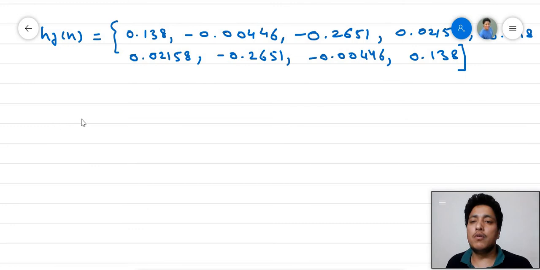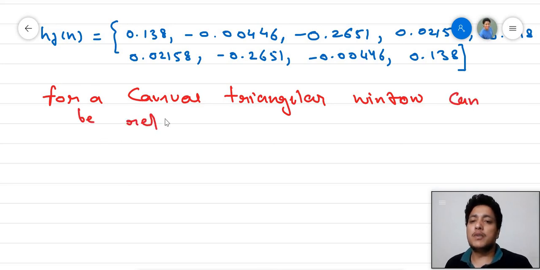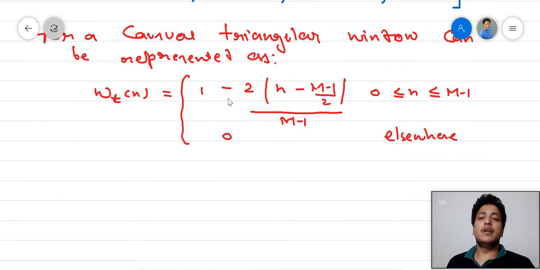Now we know to find out the filter response, we have to truncate this particular sequence for a causal triangular window. It can be represented as window w_t(n) equals 1 minus 2 mod n minus (m minus 1) by 2 over m minus 1, from 0 to m minus 1 and 0 elsewhere. Now we know m is equal to 9.